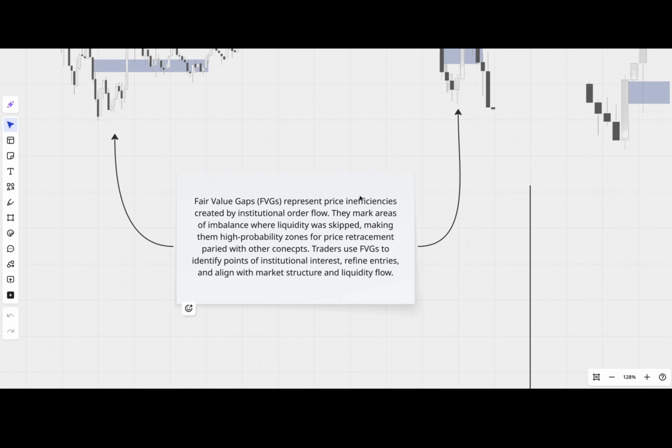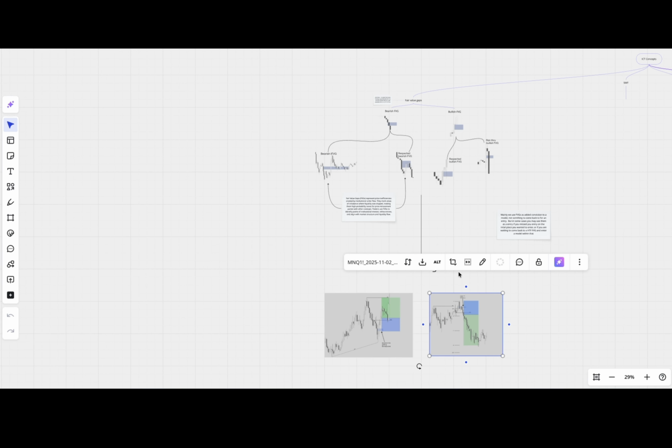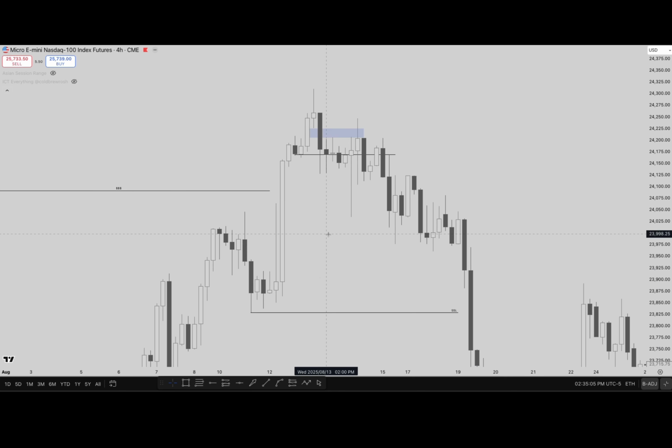But for fair value gaps, FVGs represent price inefficiencies created by institutional order flow. They mark areas of imbalance where liquidity was skipped, making them high probability zones for price retracement. Paired with other concepts, traders use fair value gaps to identify points of institutional interest, refine entries, and align with market structure and liquidity flow. So now let's get into some examples with the charts.